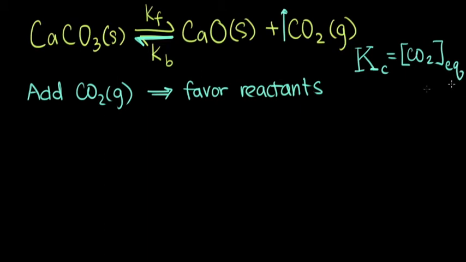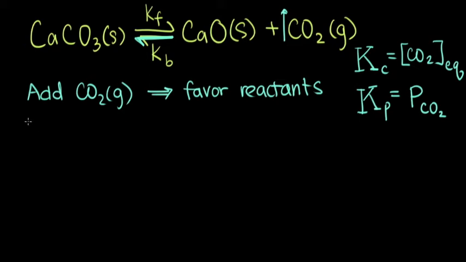You can also write it in terms of partial pressures. So there's our capital K with a P subscript, which means that instead of concentrations, we're writing everything for gases in terms of partial pressures. So we have the partial pressure of CO2, and again, that's it, because everything else is a solid, so we don't include those in our equilibrium expression. Writing these expressions out will be really helpful for our second condition.